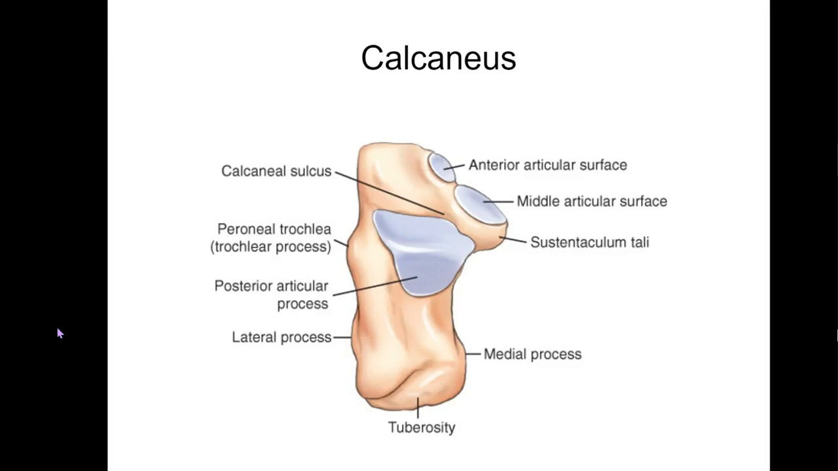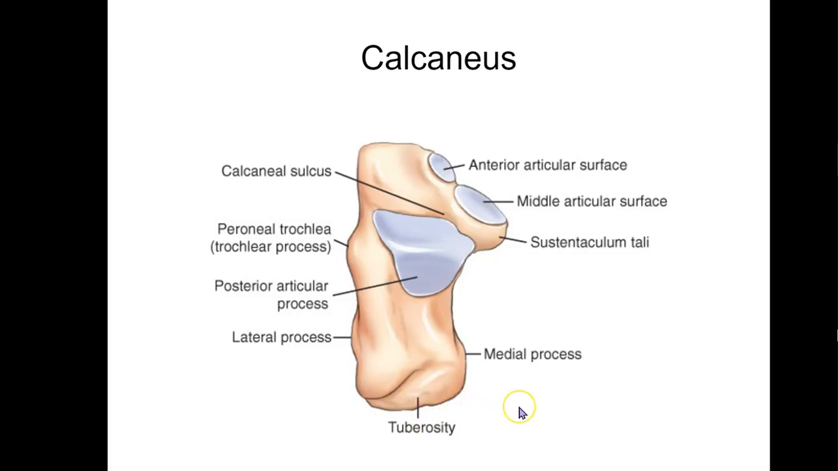Let's begin with calcaneus. So the calcaneus, or the os calcis, as it's also known, is the largest and strongest bone of the foot. The posterior portion, seen here, is often called the heel bone. That's what you can feel on the back of your foot. The most posterior inferior part of the calcaneus contains a process that we call the tuberosity.